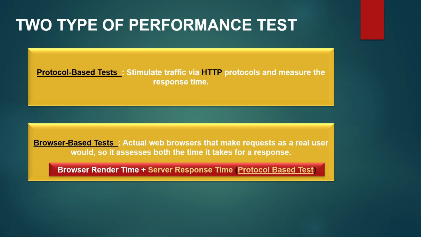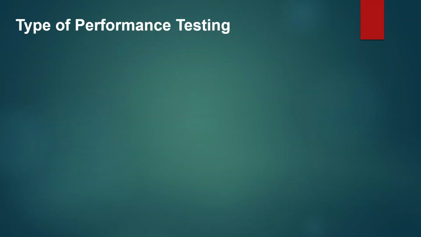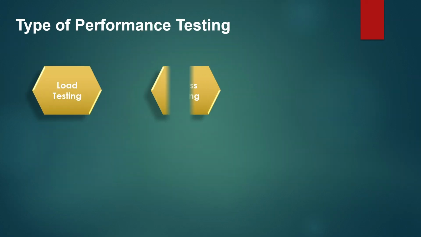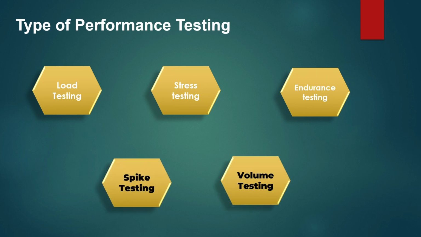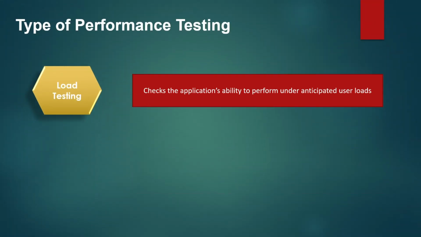Let's move on to discuss the types of performance testing. There are 5 types of performance testing: load testing, stress testing, endurance testing, spike testing, and volume testing. Now let's look at what is load testing. Load test checks the application's ability to perform under anticipated user load. The objective is to identify performance bottlenecks before the software application goes live.